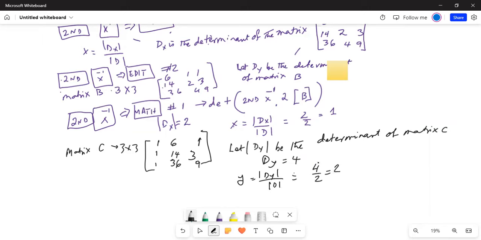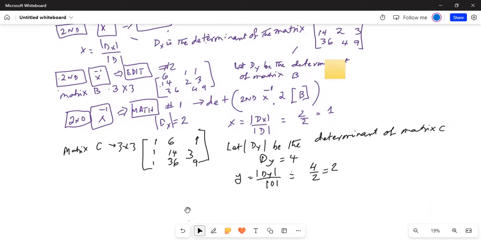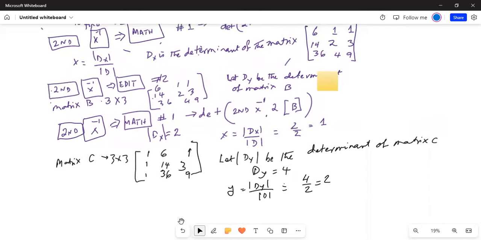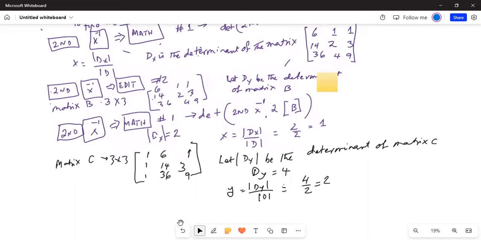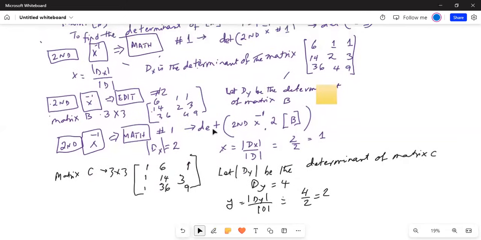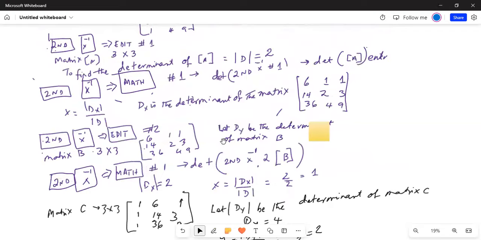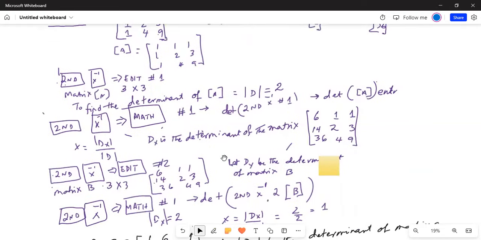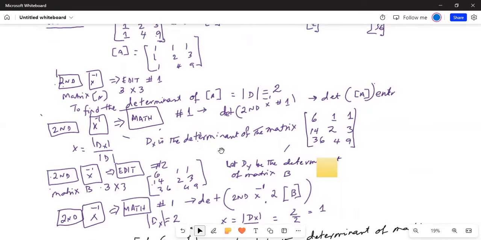Now we need to solve for z. And I'll create some more space. So what will happen in coefficient, we will replace the last column in the original coefficient matrix by 6, 14, and 36. Okay, so remember the original matrix was this one, 1, 1, 1, 1, 2, 3, 1, 4, 9. The last column 1, 3, and 9 will be replaced by 6, 14, and 36. So that we will do in matrix D.